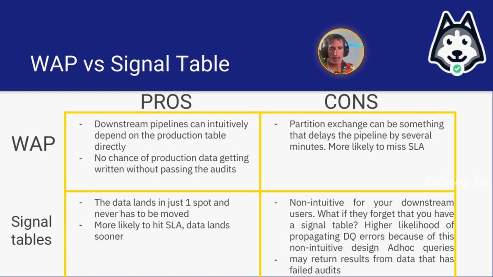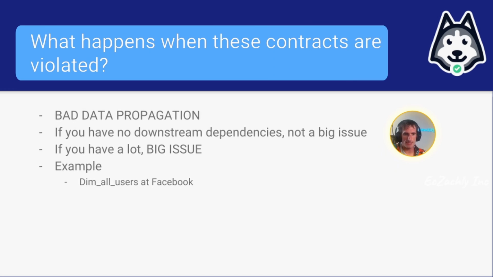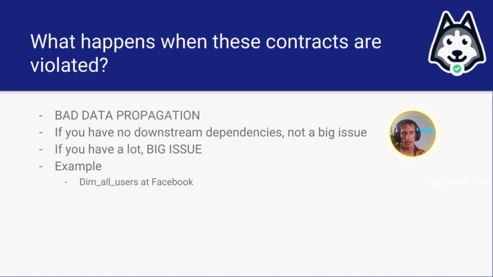Personally, I like write-audit-publish. Signal table, not as good, but it has some marginal benefits that I listed out here. So let's talk about what happens if these contracts are violated. Most of the time, if you have a non-blocking check, it's fine. But if you don't obey the contracts, say you write a pipeline that doesn't do write-audit-publish, then you get bad data propagation. And bad data propagation is literally one of the worst things in the entire world. So let's talk about what I mean by that.